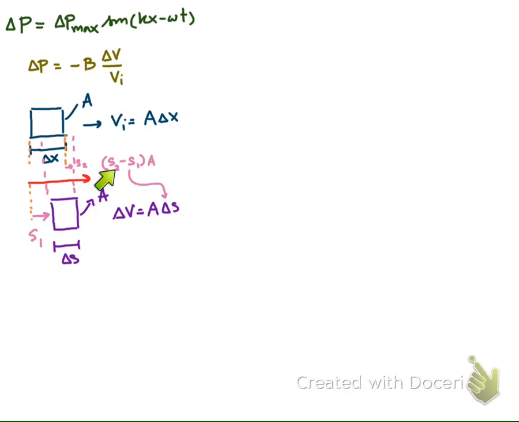If S2 is larger than S1, this element expands. But if S2 is smaller than S1, this element is compressed. So in this figure, we can see that this element is compressed, and it's obvious that S2 is less than S1. Okay.